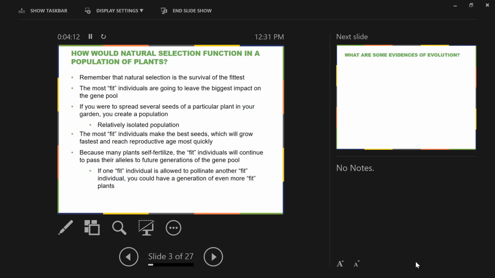Now, in the event that one of our fit individuals pollinates another fit individual, so you cross-fertilize, it's possible that you could in the future have individuals that have even higher fitness than the previous generation.